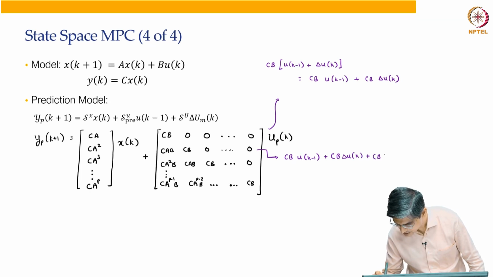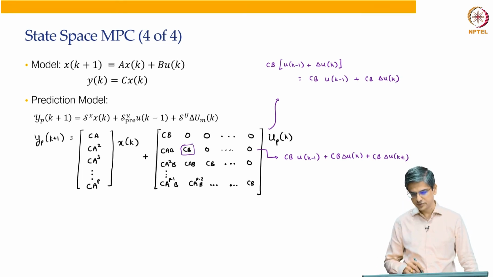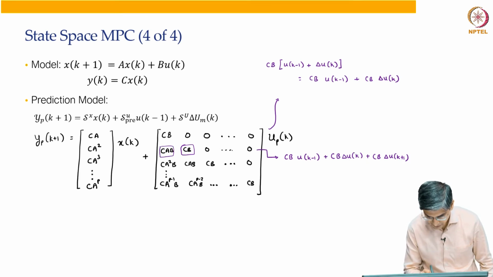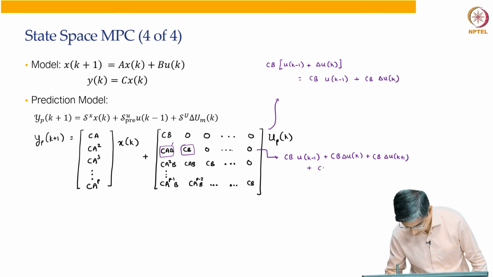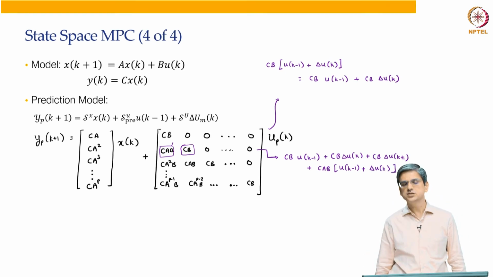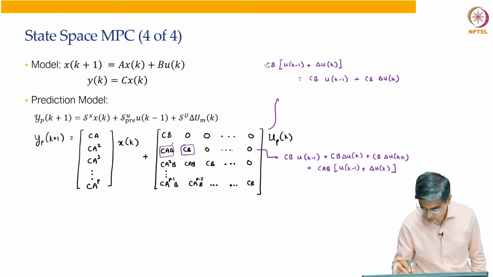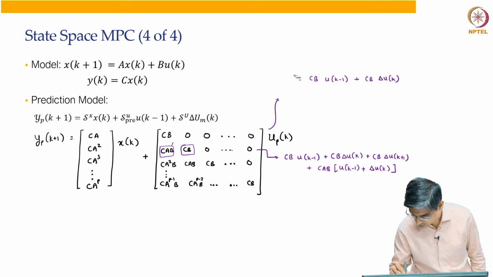Okay, plus CB multiplied by delta u k plus 1. This is basically representing this term. But we also have this particular term, which is going to evaluate as plus CAB multiplied by uk minus 1 plus delta uk. So, this is what you are going to get in row number 2. Okay. So, let us write down what we are going to get in the top row.